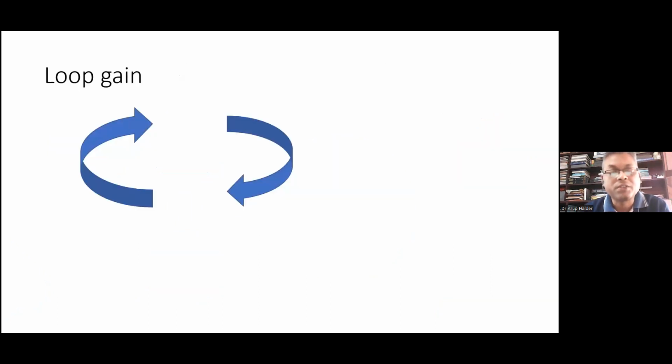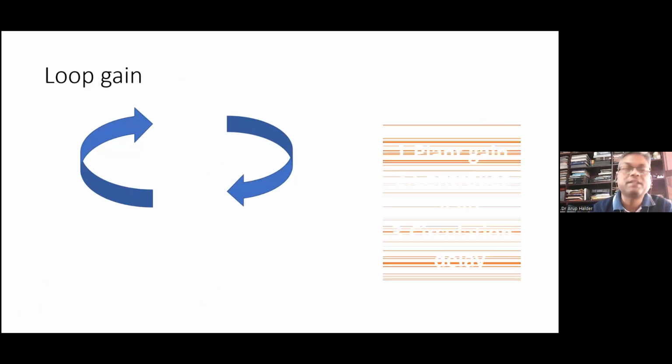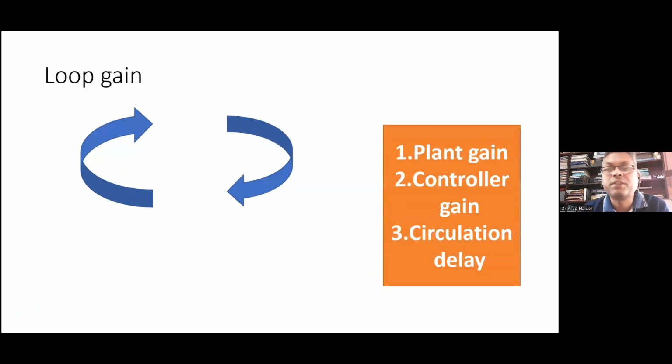Now, the important concept is the loop gain in the PALM scale. So loop gain is an engineering term which has the three following components. One is the plant gain, second is the controller gain, and third is the circulation delay. So what is a loop gain actually?